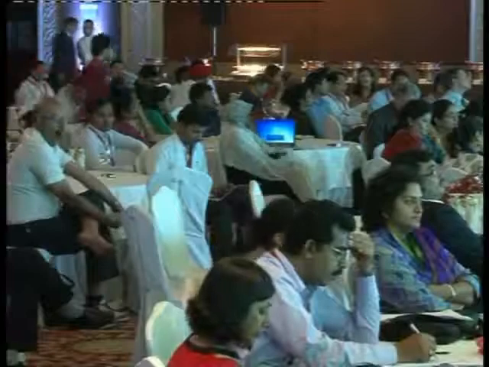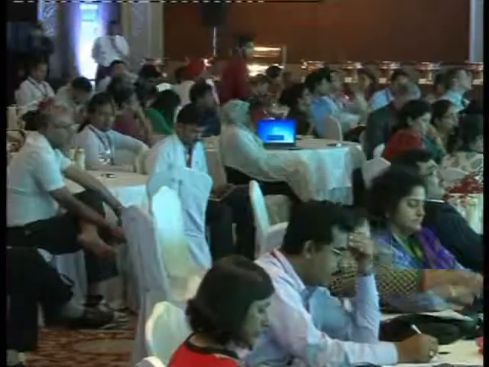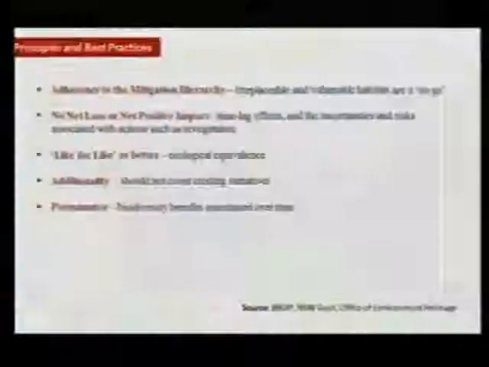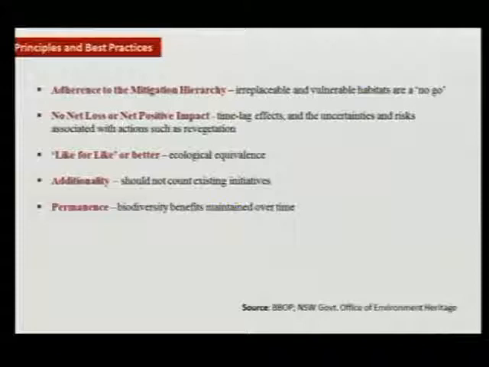So adherence to the mitigation hierarchy is the core principle of biodiversity offsetting. You cannot justify offsetting if you have not taken enough measures to avoid damage, to mitigate damage, and to restore damage. It has to be the last resort option. Otherwise, it loses its essence. It becomes a license to trash.